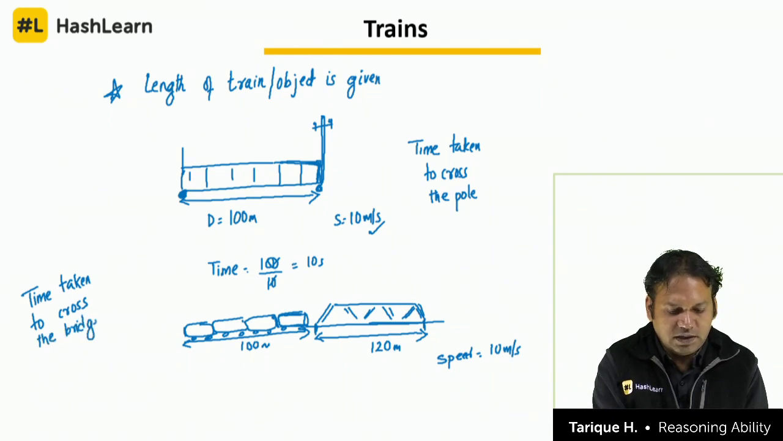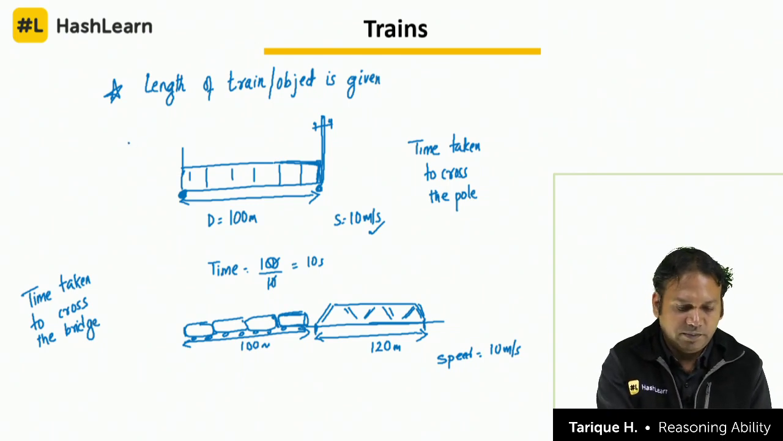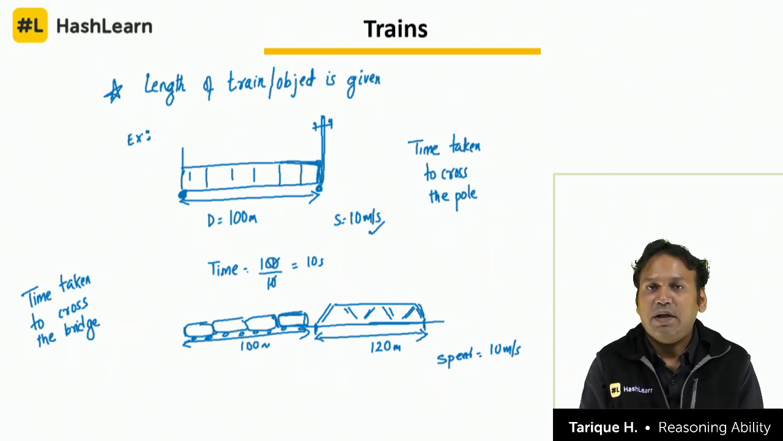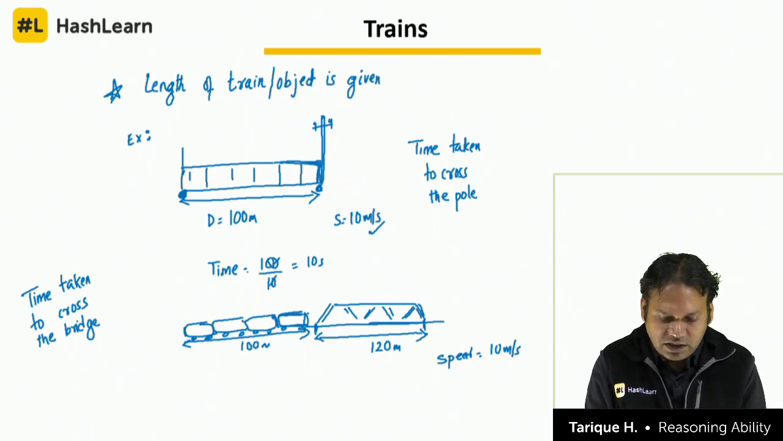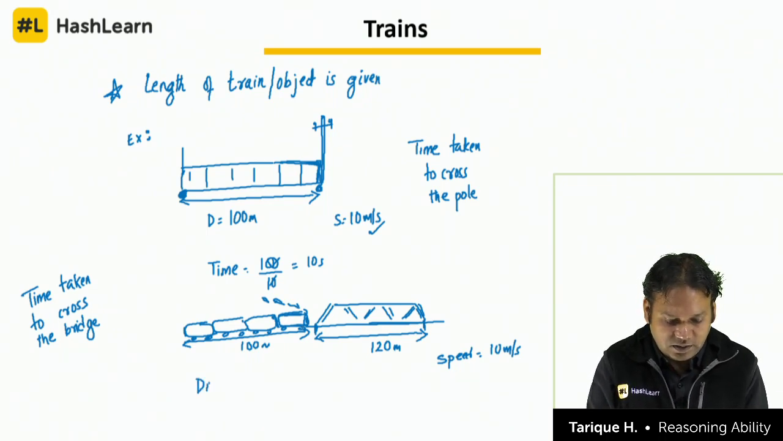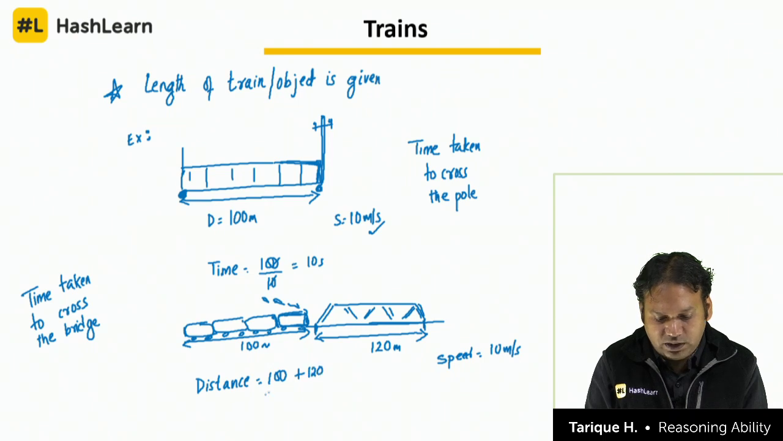When the train was crossing the pole, in the first example we have seen here, the train had to cover only its length, because the pole has negligible length compared to a train. But when the train has to cross a bridge, it will have to cover its length plus the length of the bridge. So distance becomes equal to the train's length plus the length of the bridge. So total distance becomes 220.